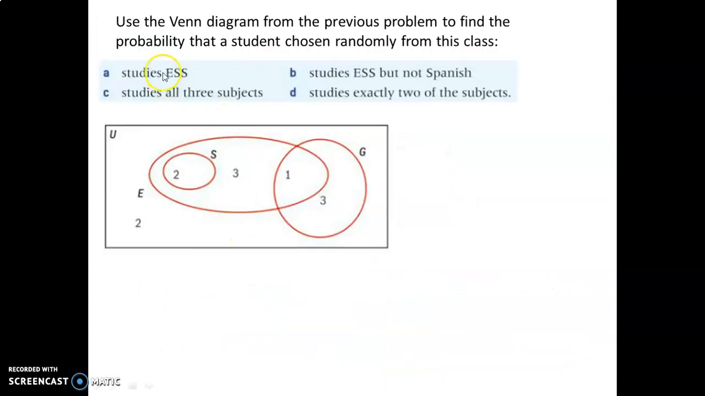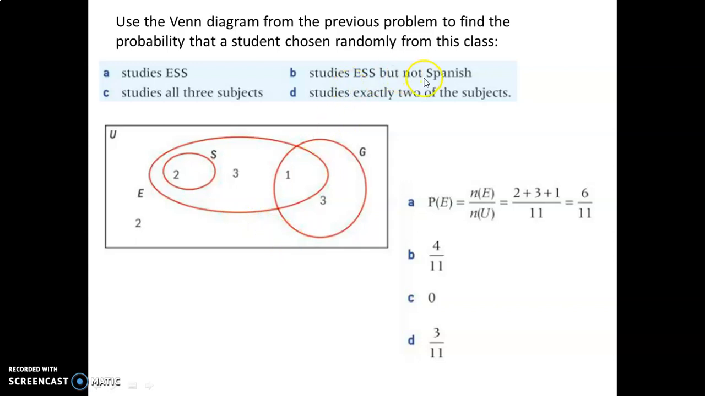So here's this question. Please find these probabilities using that diagram from the last question. Okay, let's check your work. Here's those probabilities. Check the numbers carefully to make sure you understand what happened there. But just to give one as an example, probability a student chosen randomly studies ESS, that is this entire zone here. To get that probability, you take all those students, that one, that one, that one, those numbers, there's 6 of them in total out of 11 total students.